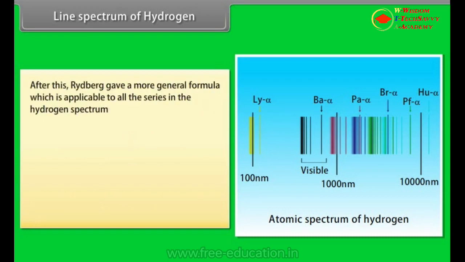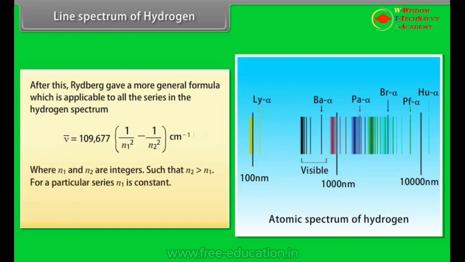After this, Rydberg gave a more general formula which is applicable to all the series in the hydrogen spectrum. Wave number is equal to 109677 into (1 by n1 square minus 1 by n2 square) per centimeter, where n1 and n2 are integers, such that n2 is greater than n1. For a particular series, n1 is constant.